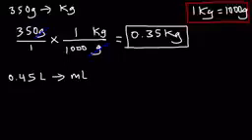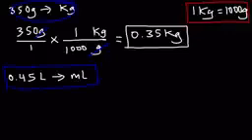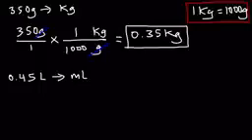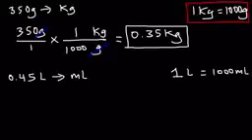Now let's move on to the second example. So this is another one-step conversion problem, but here we're dealing with volume as opposed to mass. Now the first thing we need to do is write the conversion factor. What is the conversion factor between liters and milliliters? As we mentioned earlier in this video, 1 liter is equal to 1,000 milliliters. So that's the conversion factor that we're going to use.